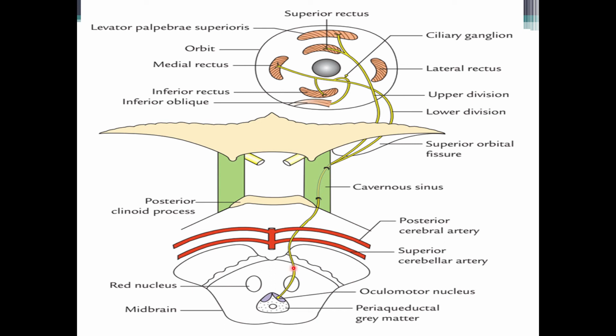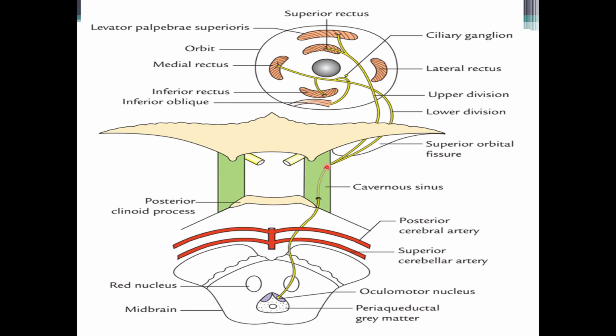It emerges from the anterior part of the medial side of the midbrain, just medial to the crus cerebri. After coming out of the midbrain, it passes between the superior cerebellar artery and the posterior cerebral artery. Then it runs into the interpeduncular system and goes laterally, lies lateral to the posterior clinoid process, and then pierces the posterior part of the roof of the cavernous sinus. Then it passes through the cavernous sinus, where it is related to the trochlear nerve above.